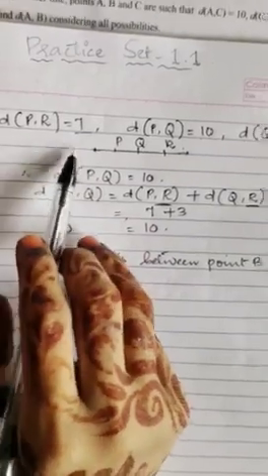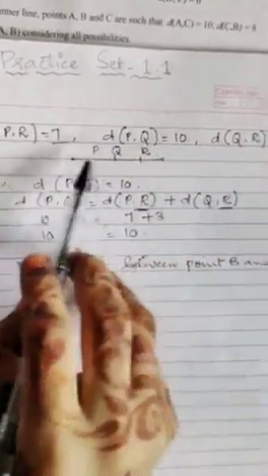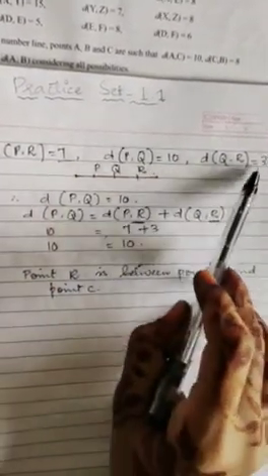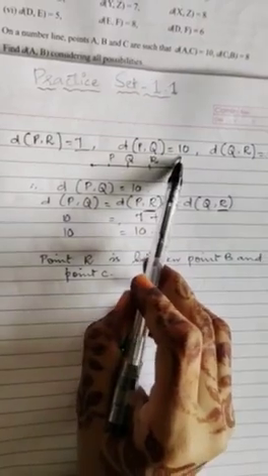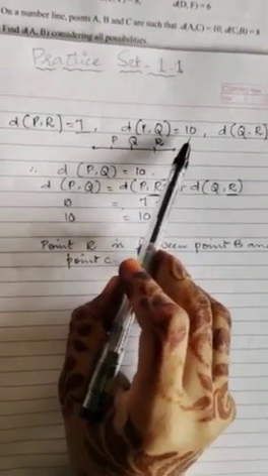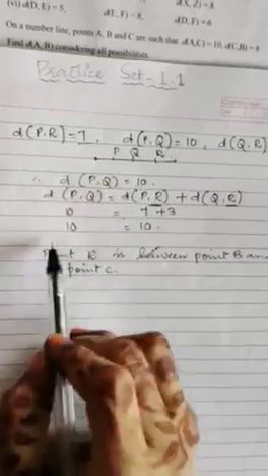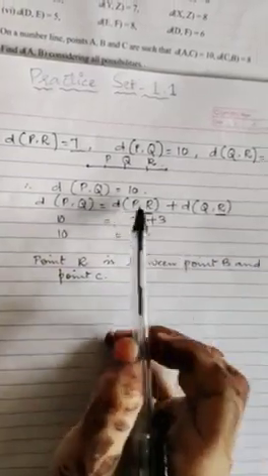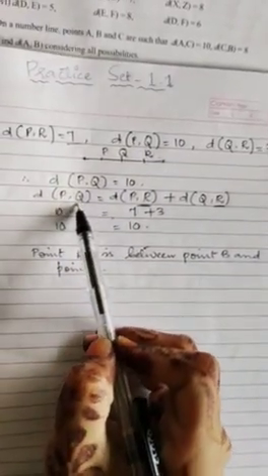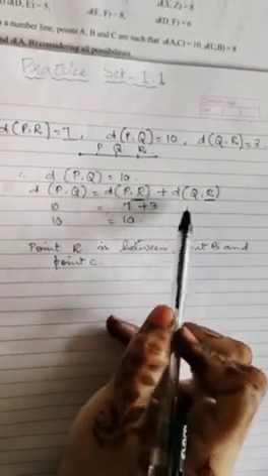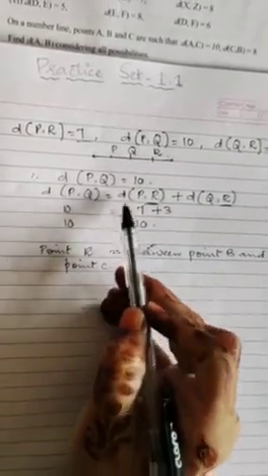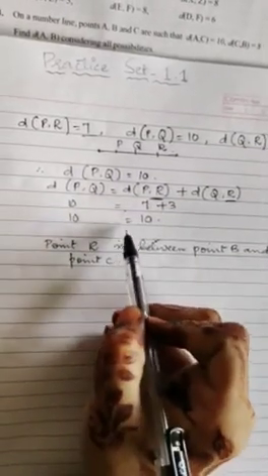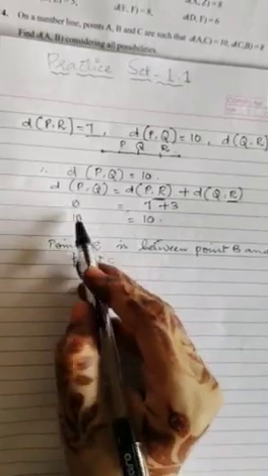Am I right? So first, among the 3 distances we have to find which is the biggest. So these are 7, 10 and 3. Which is the biggest distance? PQ is the biggest distance, it is 10. So first we write distance PQ is equal to 10, then distance PQ is equal to distance PR plus distance QR. The bigger one we take on the left-hand side and the smaller distances we add. So distance PQ is 10, distance PR is 7 plus distance QR is 3. So 10 is equal to 7 plus 3, which is 10. So 10 is equal to 10.